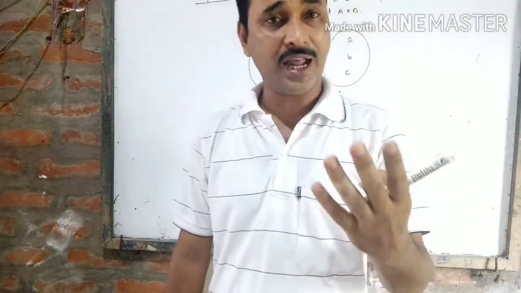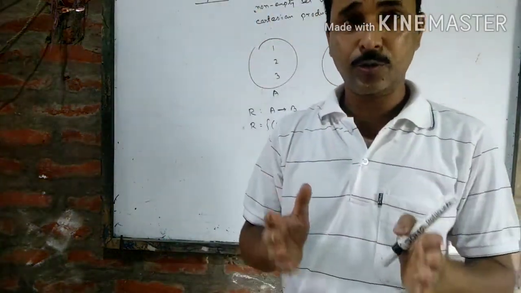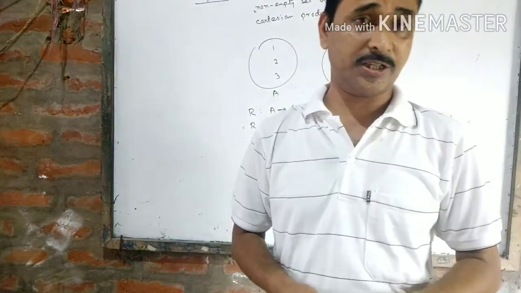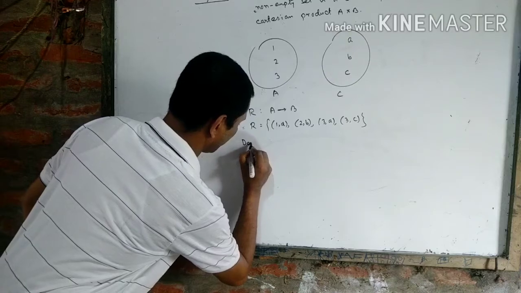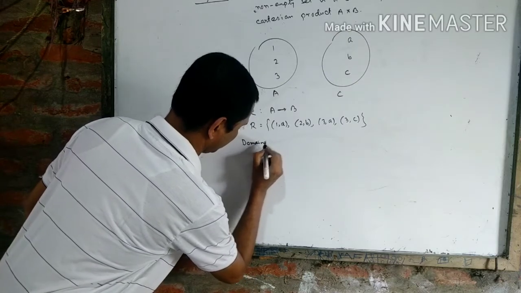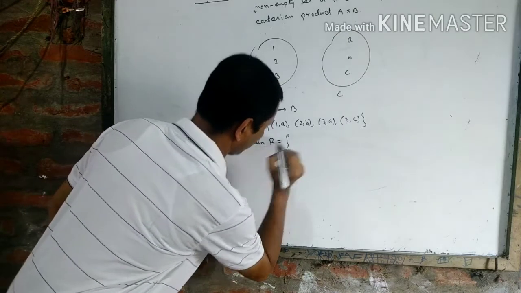Domain, codomain and range of a relation. What do we mean by domain of a relation? So, domain of R.